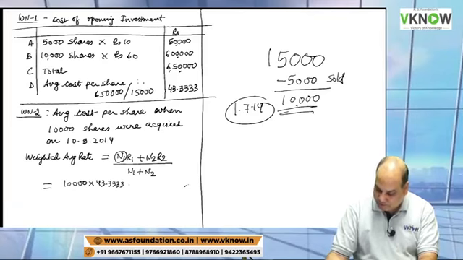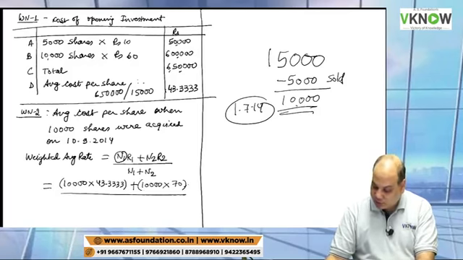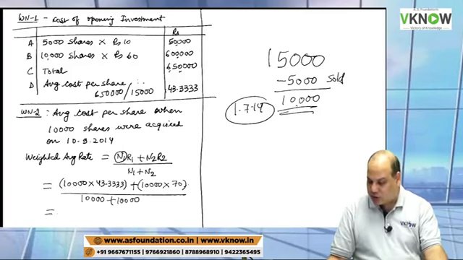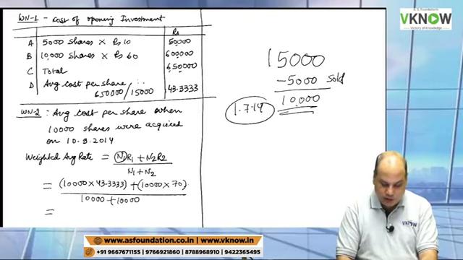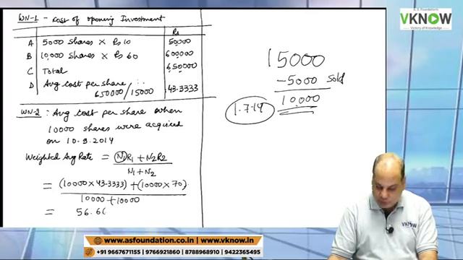So 10,000 into 43.3333, this is opening, plus you have purchased 10,000 shares now at 70 rupees, which you can see in the question, and then divide by 10,000 plus 10,000. So now whatever answer I get will be final. Let me try 10,000 into 43.3333 plus 7 lakh, divided by 20,000. That comes to 56.666, let us say 7.